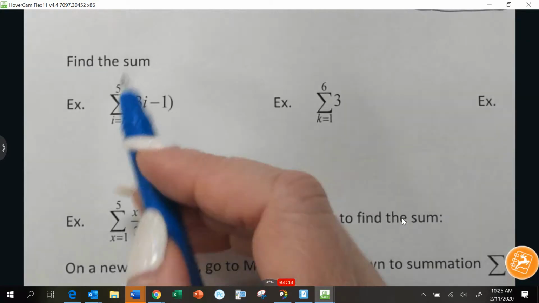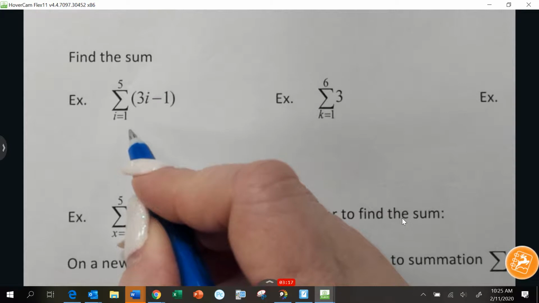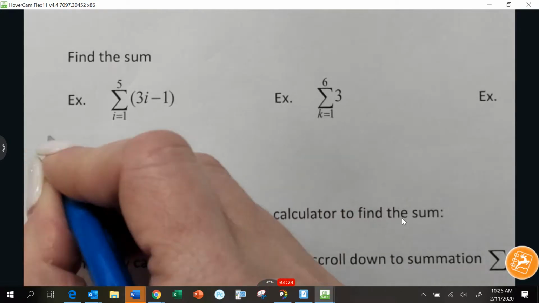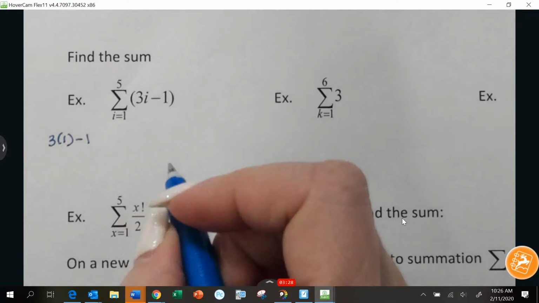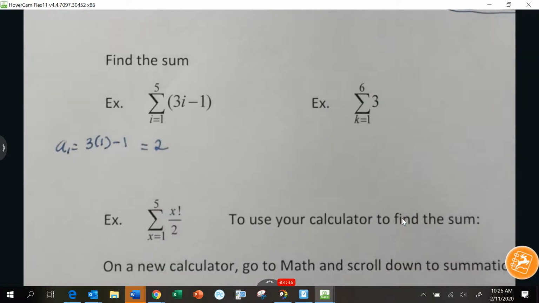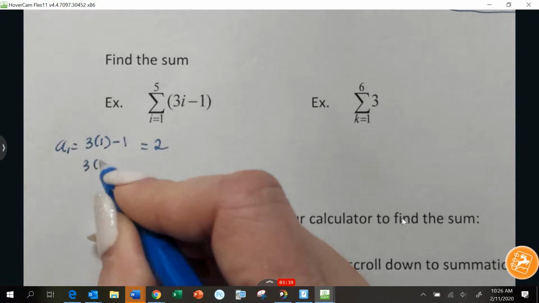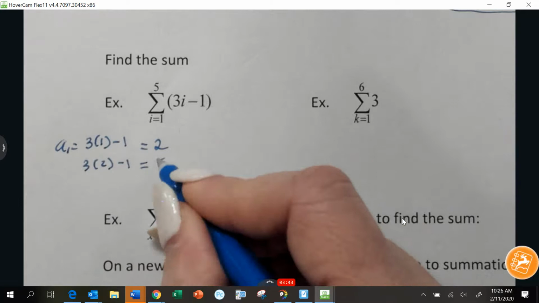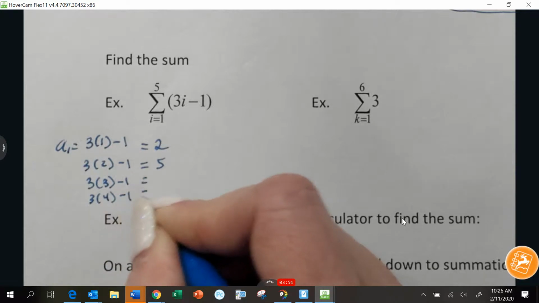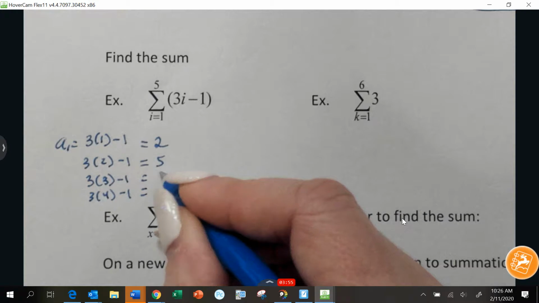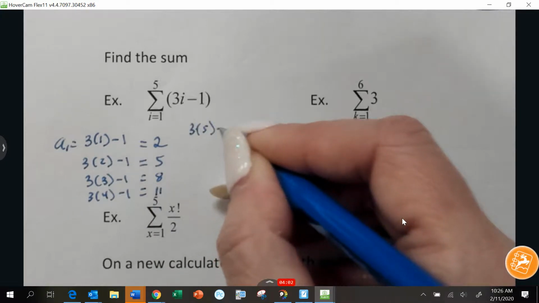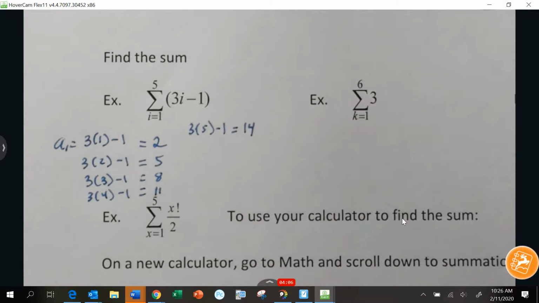So here it says find the sum. Upper limit of summation tells us to plug in what number first? 1. So we're going to do 3 times 1 minus 1. That's going to be our a sub 1. So 2. Next one is plug in 2. So 5. 3 times 3 minus 1. 3 times 4 minus 1. I should have written smaller. 8. 11. And then 3 times 5 minus 1. 14. That's where I stop.